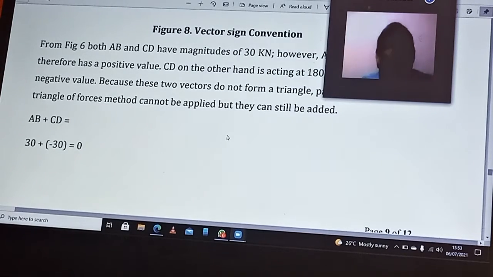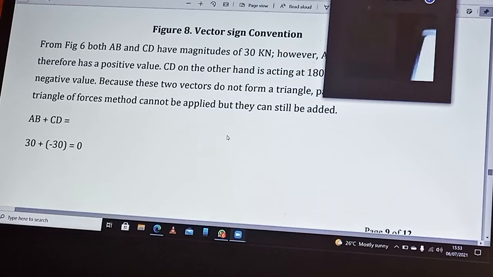Now, if that body has got an internal force that can resist this force, there is no damage, there is no deformation, there is no deflection, there is no displacement that will occur.